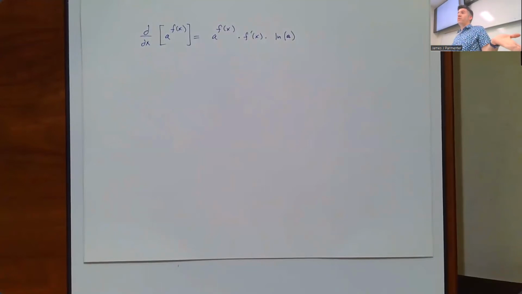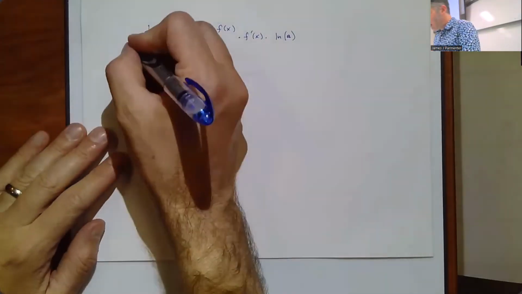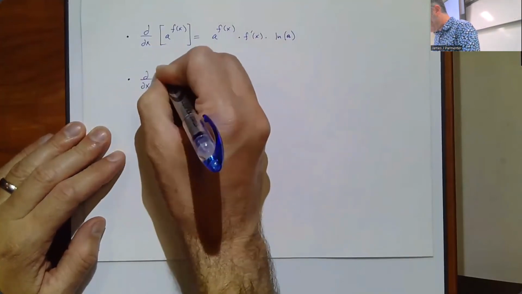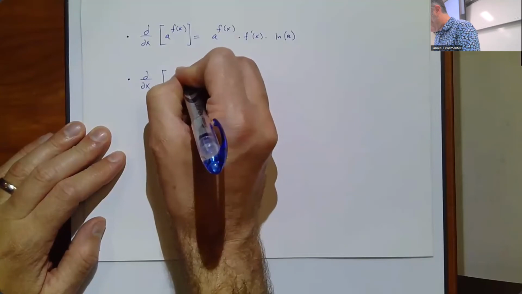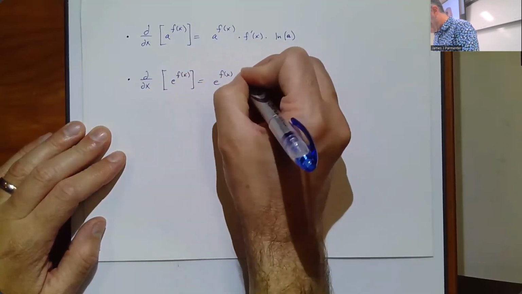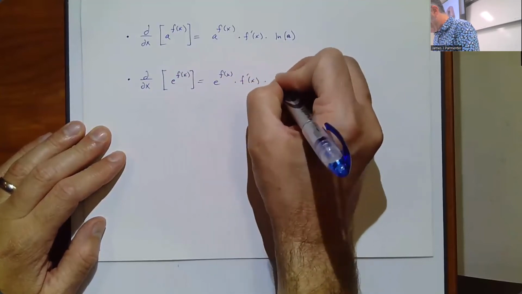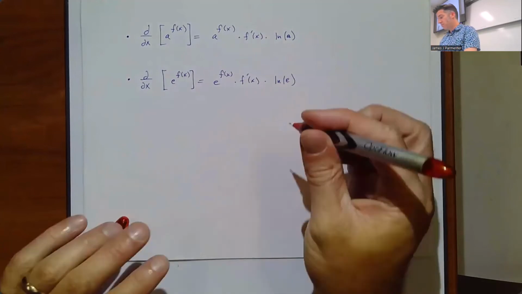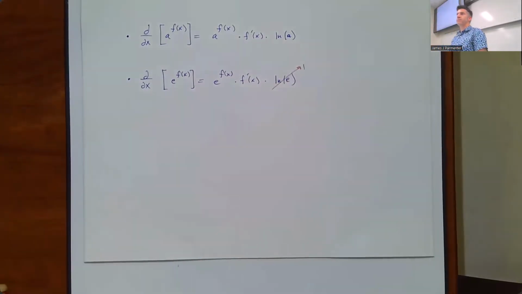And that's also true if your base is e, right? If your base is e, the derivative of e to the stuff is e to the stuff times the derivative of the stuff times the natural log of your base. But the natural log of e is just 1, so we never write it. So it's really the same rule. Yeah, that's kind of it. Well, that's not it. I mean, that's not the story.